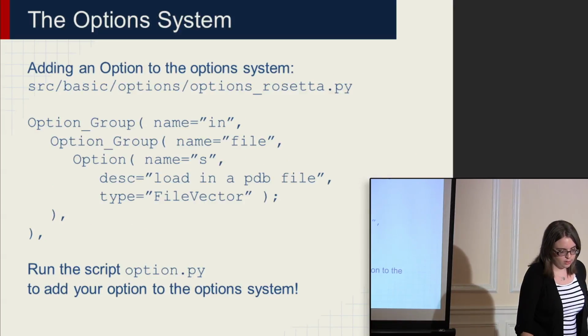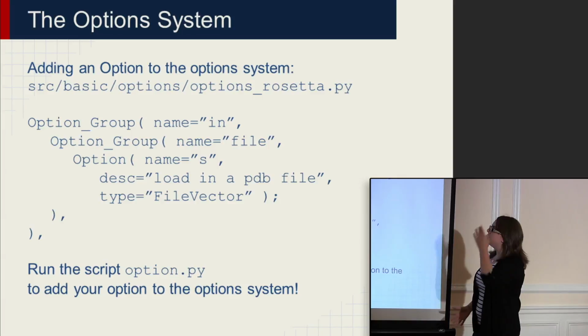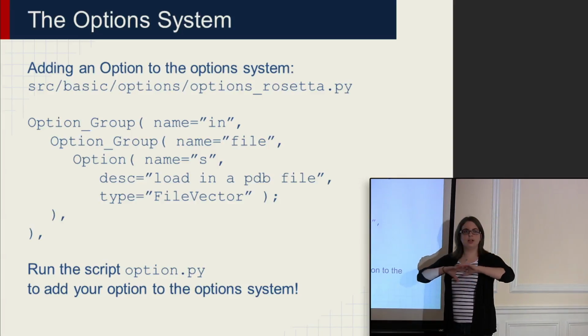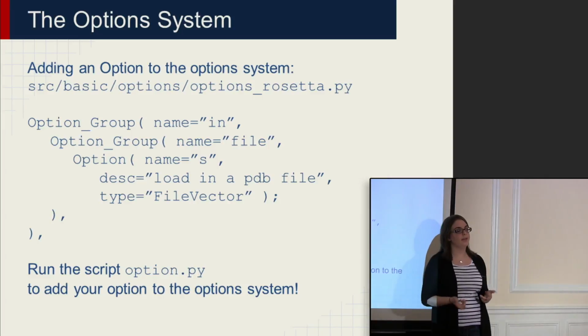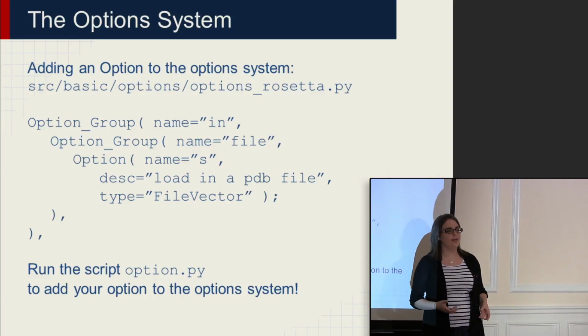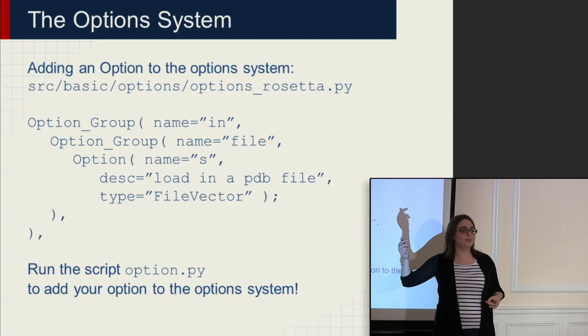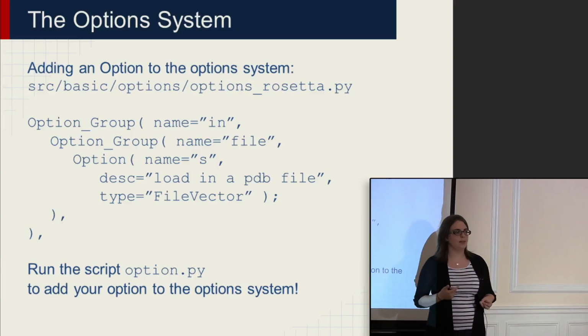Another good thing to know about is the option system. Rosetta has a really large set of options that we use to interface on the command line with different executables. So if you've ever run relax, or if you've just loaded in a PDB, you might have used the in-file-s option. That's the option that people use to specify PDB files when they're running Rosetta.